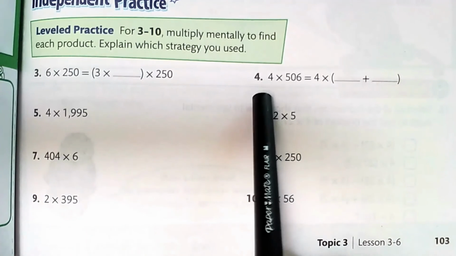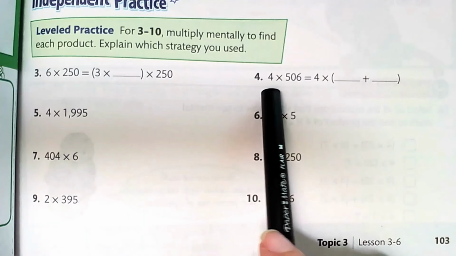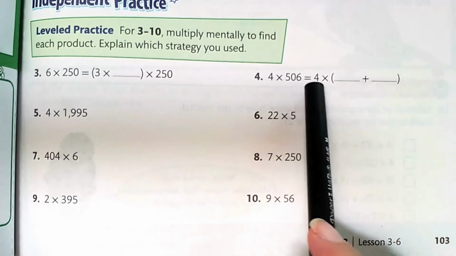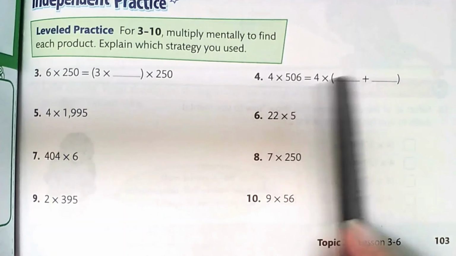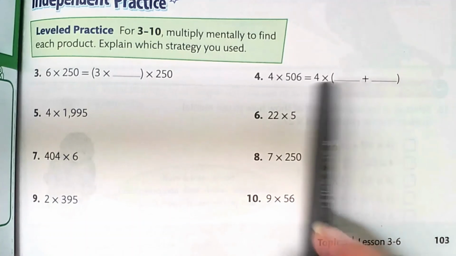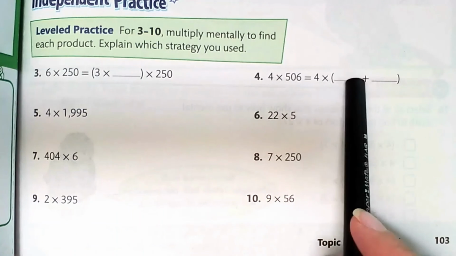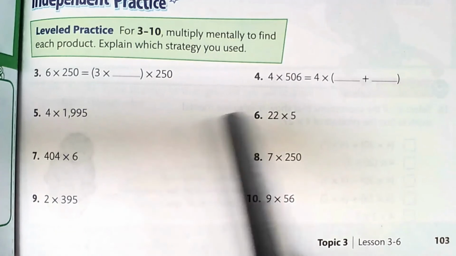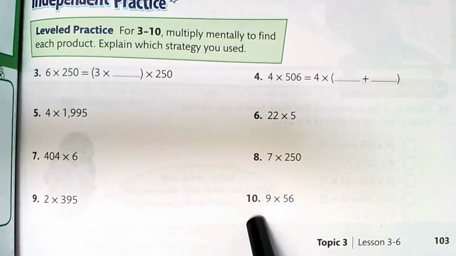Over here, the 4 times 506, they did 4 times something plus something. So how would you break apart the 506 to make it easy to do mental math? So you could break it into the hundreds and then the ones. So 500 plus 6. And then for the rest of these, you're going to write out the strategy that you're using and you're going to solve.